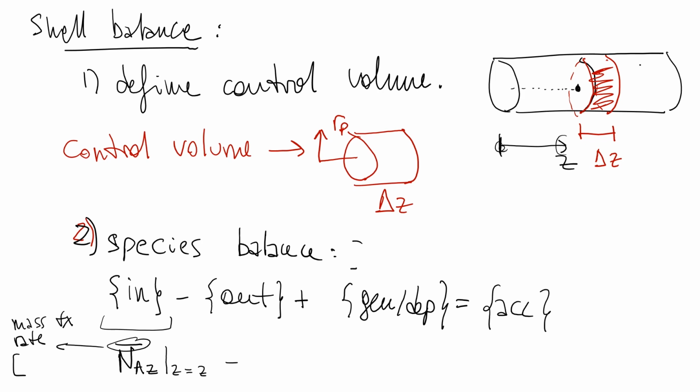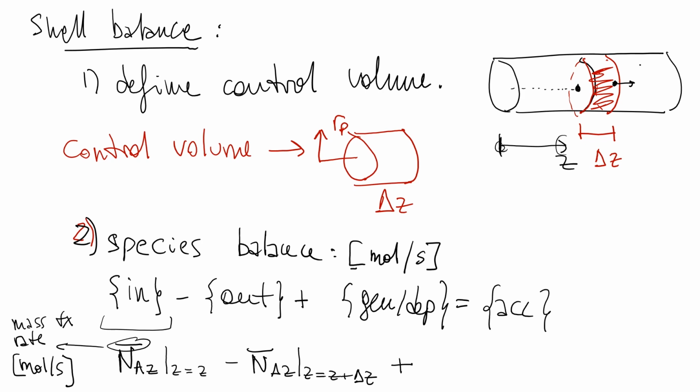So in our notation, this means mass transfer rate, and the species balance is always done in terms of moles per second. It's a rate. It's a rate balance. So yeah, mole per second. So minus out, we keep on going until we exit from our boundary, and we exit at z plus delta z. So this is going to be the rate out, so it's NAZ at z equals z plus delta z, plus our generation depletion term.